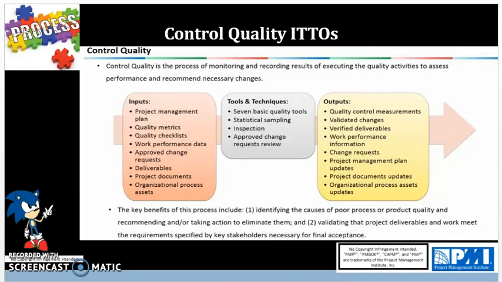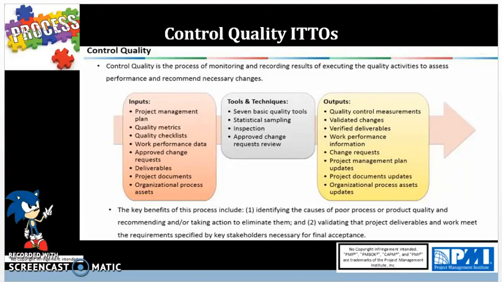And then project documents such as contracts or agreements, quality audit reports, corrective action plans, training plans, and process documentation. Next input is going to be OPAs, organizational process assets, that have quality standards and policies, standard work guidelines, issue and defect reporting procedures, and communication policies.